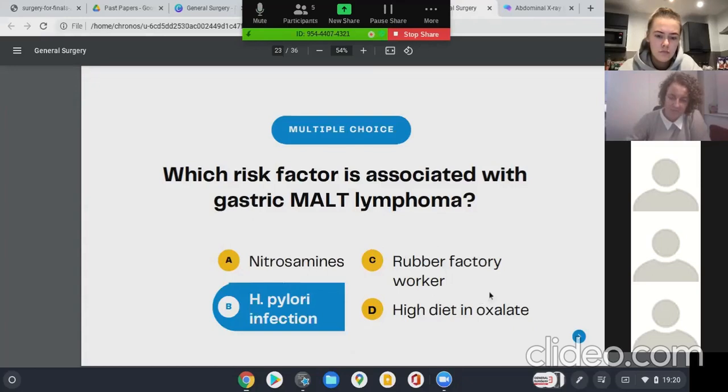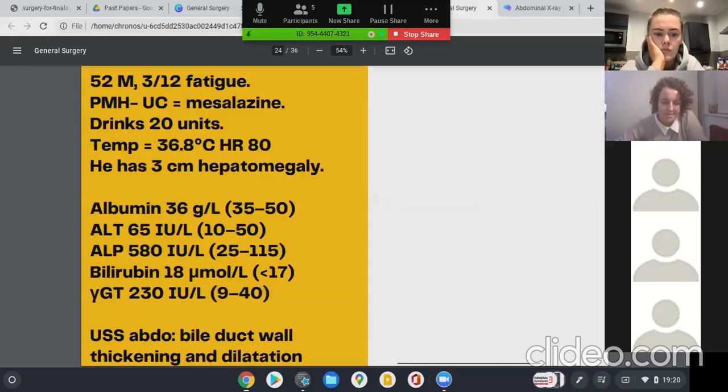People who have exposure to rubber, that is a risk factor for transitional cell carcinoma of the bladder, and patients who have a high diet in oxalate, which is things like beer, beans, chocolate and coffee, all the nice things basically, they are at an increased risk of renal stones. Okay.